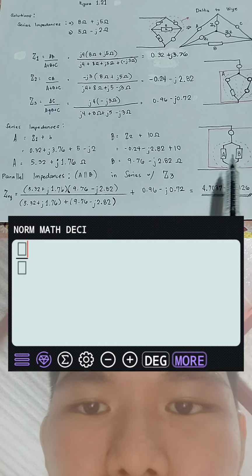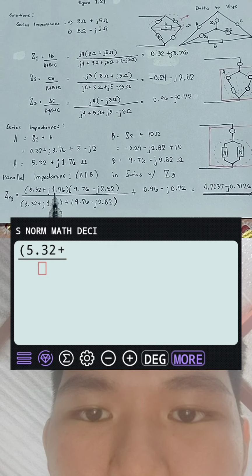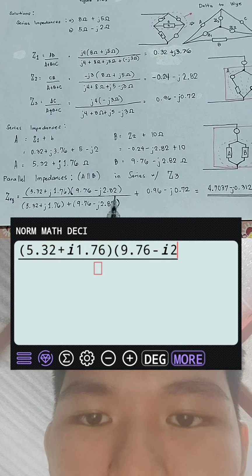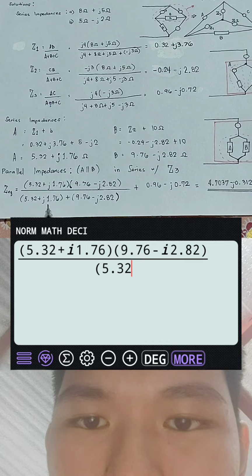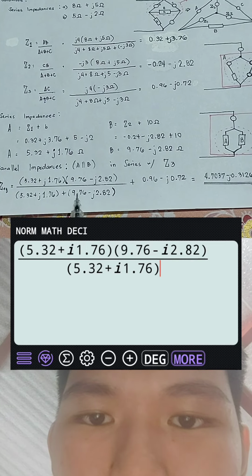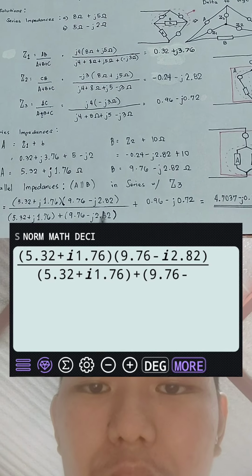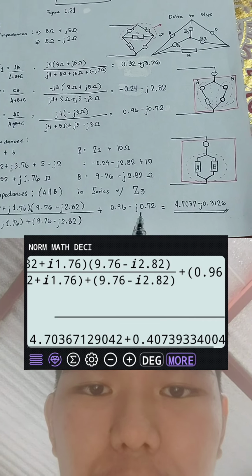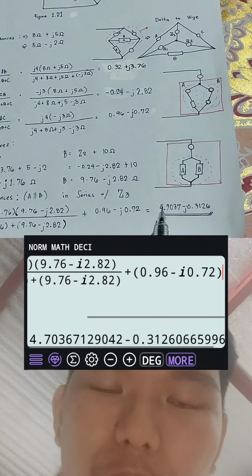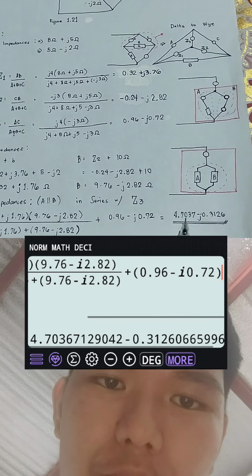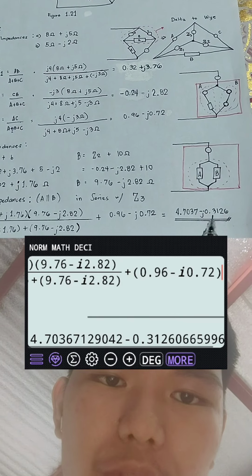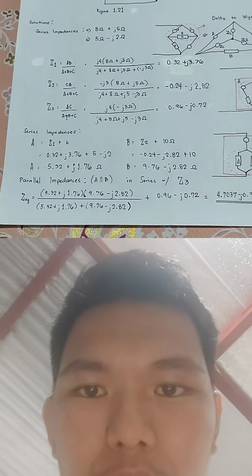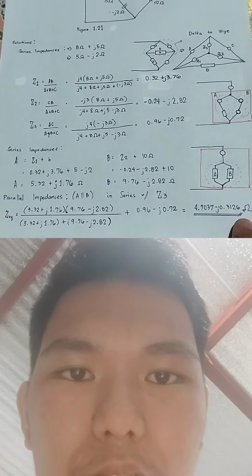First, the parallel part: 5.32 plus J1.76 times 9.76 minus J2.82, all over 5.32 plus J1.76 plus 9.76 minus J2.82, plus the Z3, 0.96 minus J0.72, is now simplified to 4.7037 minus J0.3126 ohms. This is now the equivalent impedance of the circuit.